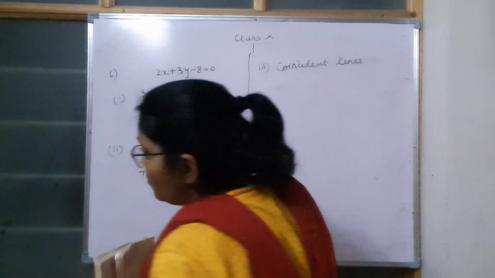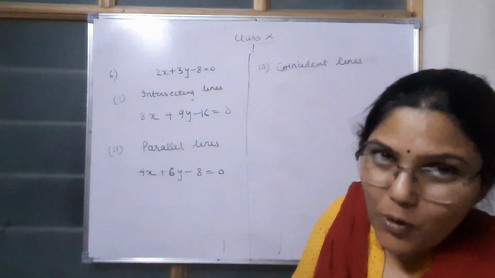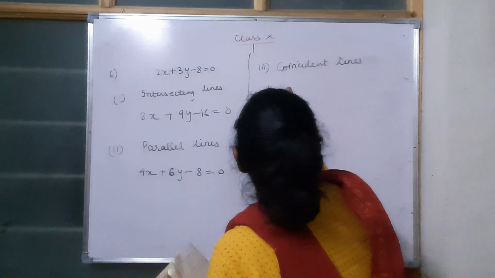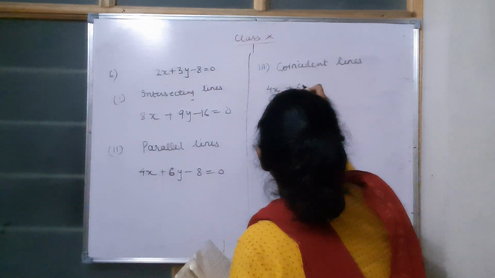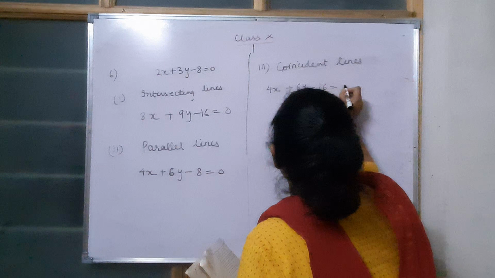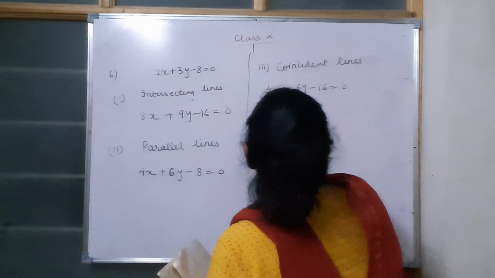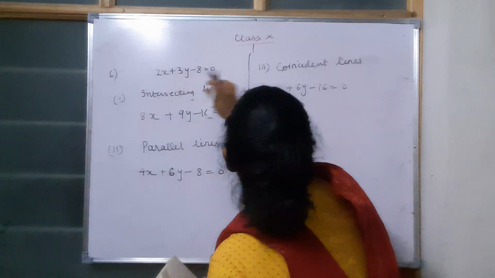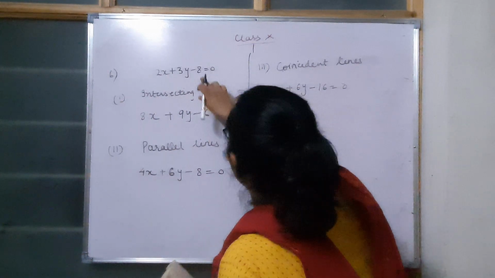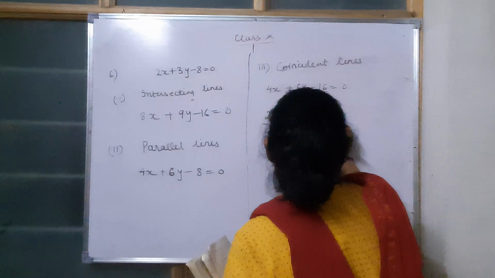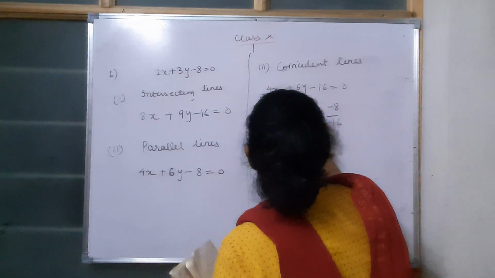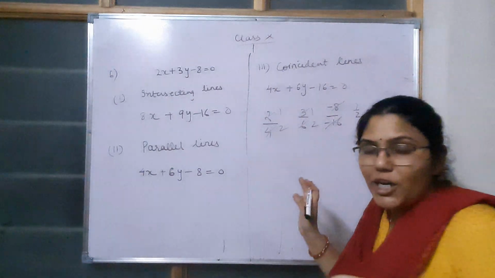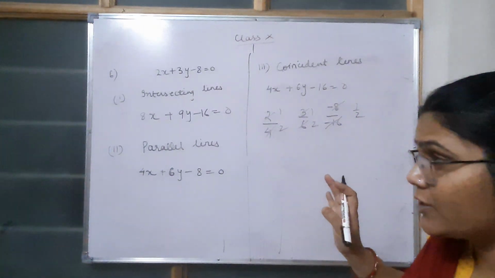a1 upon a2 should be equal to b1 upon b2, which should be equal to c1 upon c2. So if I am taking 4x, 3 twos are 6y, 8 twos are 16. Please take care of the sign also. Now just compare here 2 and 4, 3 and 6, minus 8 and minus 16. Just look here, 1 upon 2, 1 upon 2, and here also 1 upon 2. So a1 upon a2 is equal to b1 upon b2 is equal to c1 upon c2.